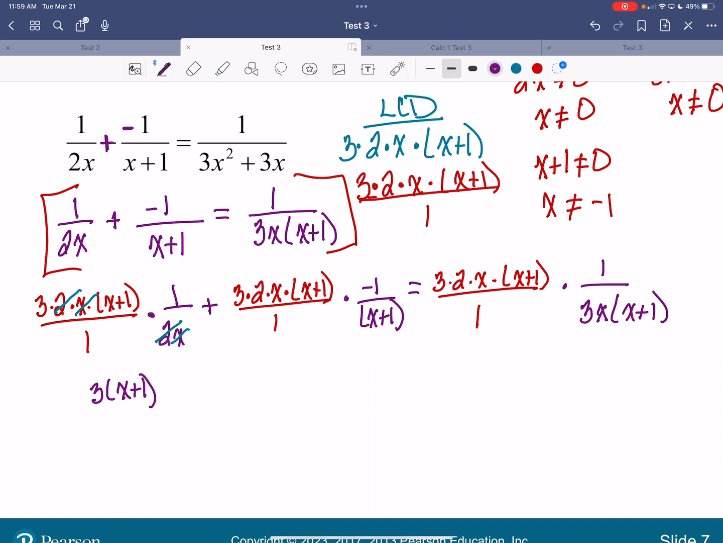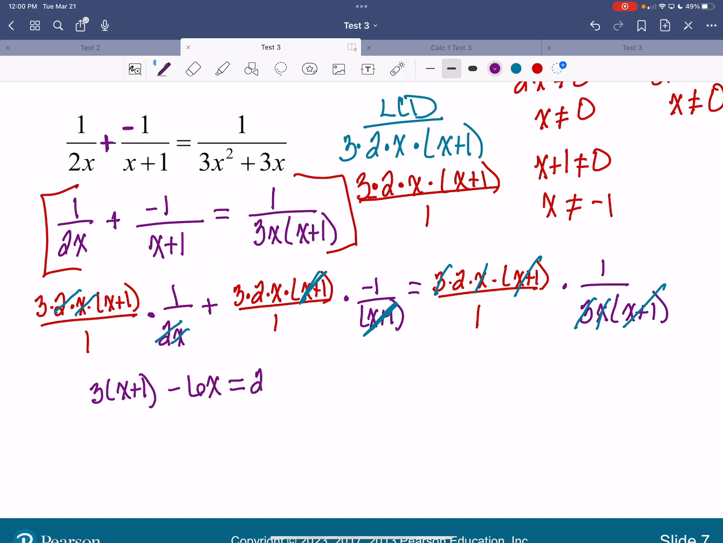Here, my x plus 1 and x plus 1 cancel. So here I've got 3 times 2 times x times negative 1. What is 3 times 2 times x times negative 1? Negative 6x. Good job. Okay, then I've got 3 and x that cancel, and then I've got x plus 1 and x plus 1 that cancel. So then what am I left with?